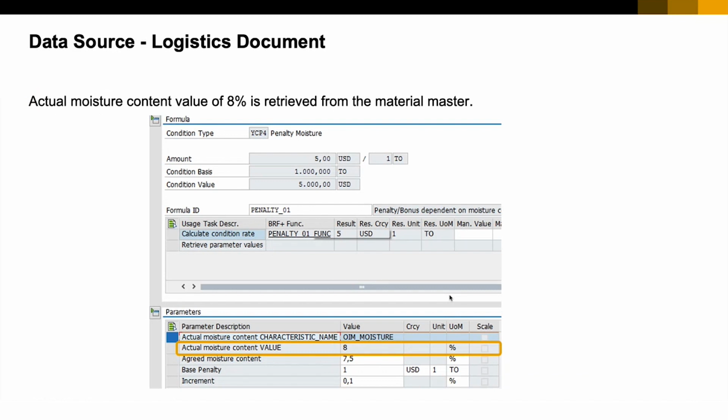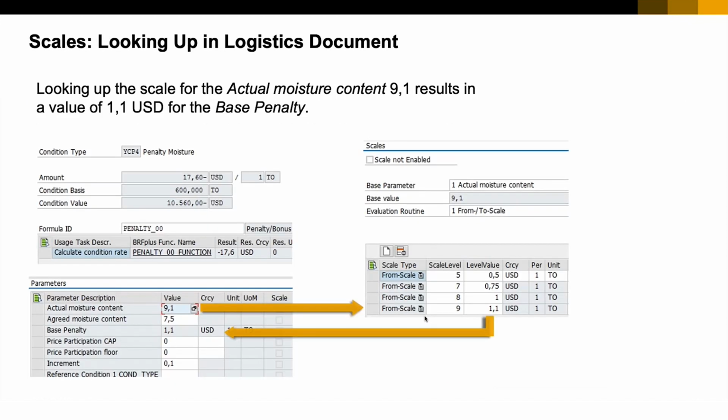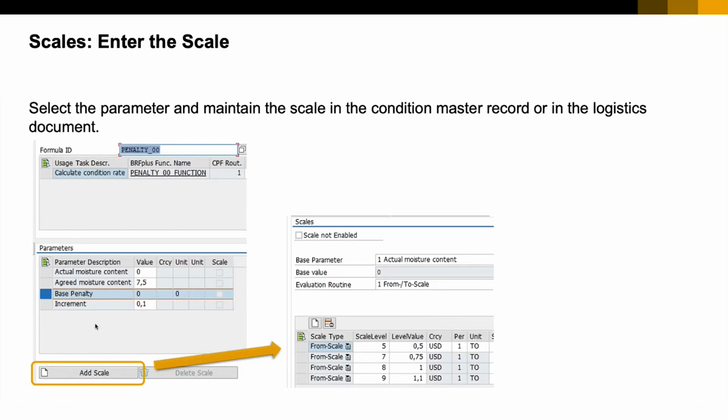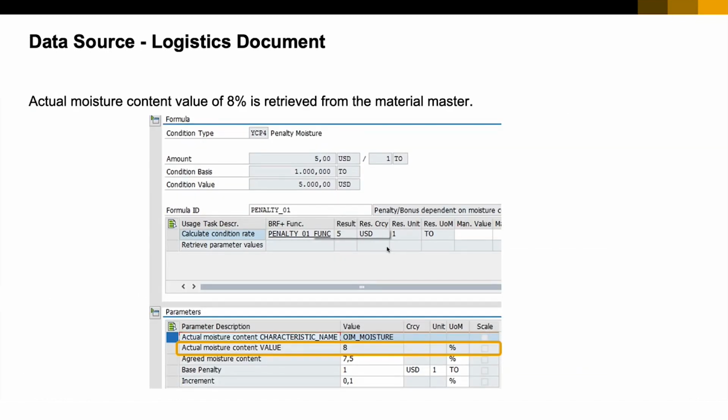So this shows, based on the earlier example of the batch content maintained on the material master, how the system was able to derive the actual moisture content directly from the batch information stored on the material master. In this screen here, you saw the actual moisture content derived from the batch was 8%. That's what has been captured in this document directly, and accordingly the value is also retrieved.